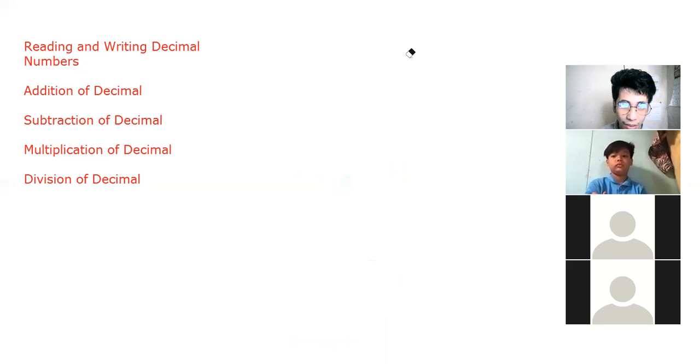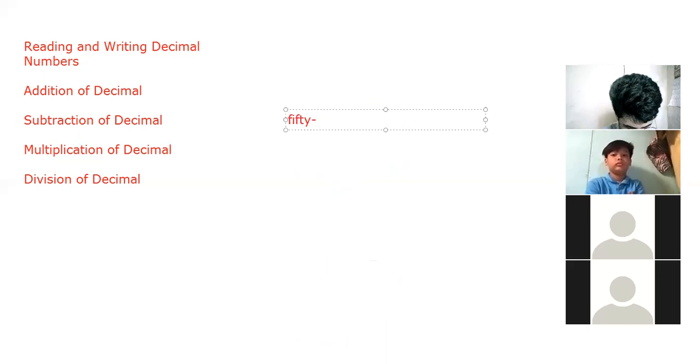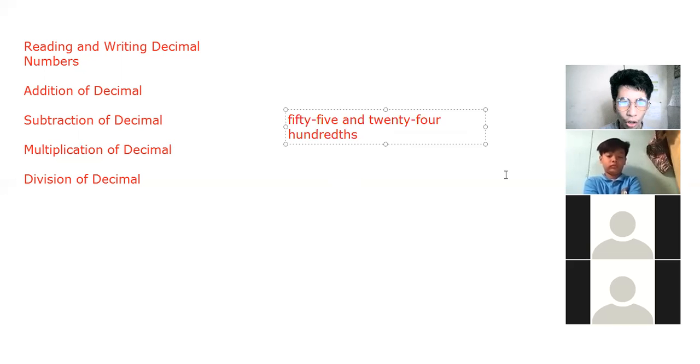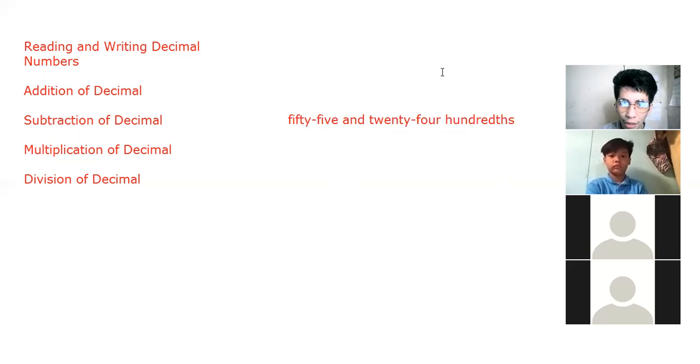So, let's have this. What about when it's like this? I wrote 55 and 24 hundredths. How can we write it as a number? Sir, 55, sir. Then, 0.24. What comes after 55? Ay, sir, 55.24. Sir, yes.